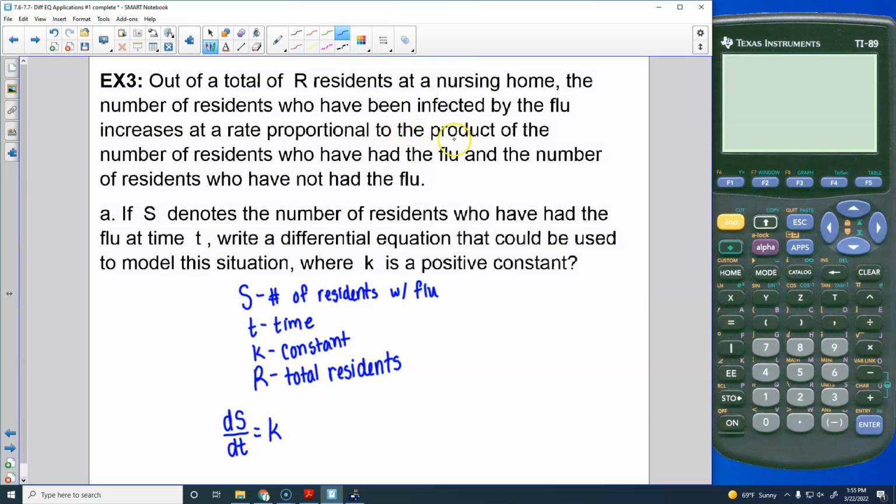And then it's proportional to the product, which means we've got two things we're going to be multiplying here. The number of residents who've had the flu and the number of residents who have not had the flu. So number who've had the flu, what is that? That's S. And then number who have not had the flu. R minus S. Because it's the product here, this would be our differential equation. It is only asking you to write it. So that would be it.